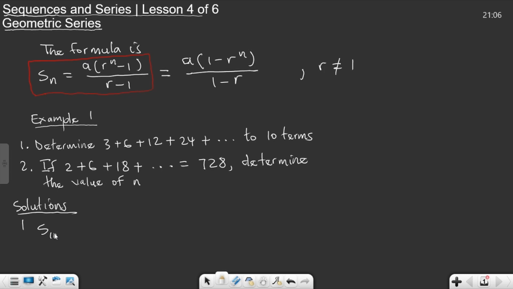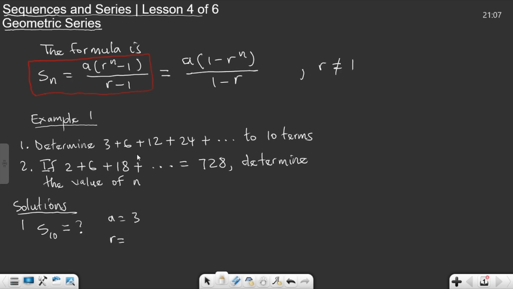S subscript 10. So we're still going to use this formula, but we are adding up how many terms? 10 terms in this series. We only have how many? 4 of them: 1, 2, 3, 4. So we can continue up to 10 terms and then do the sum. So we're going to use the formula here for 10 terms. We want to find S sub 10, or S10. What is A? You remember A is the first term, and in this case A is equal to 3. And what is our R?